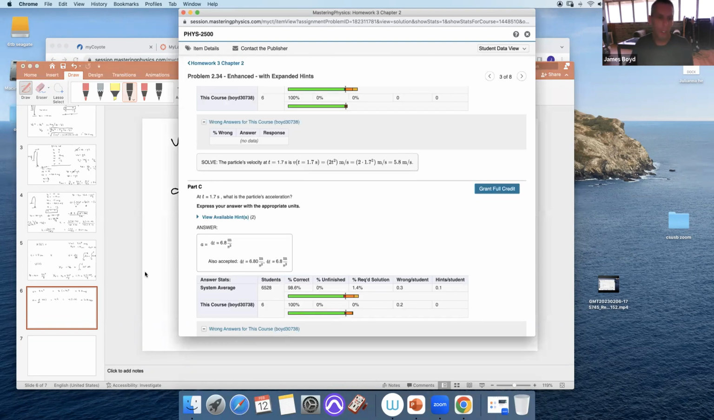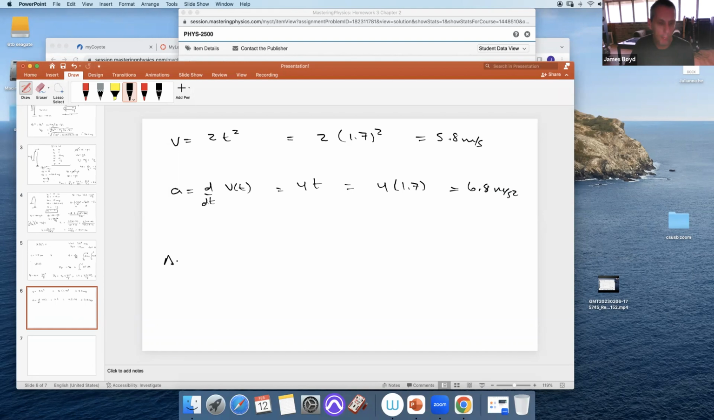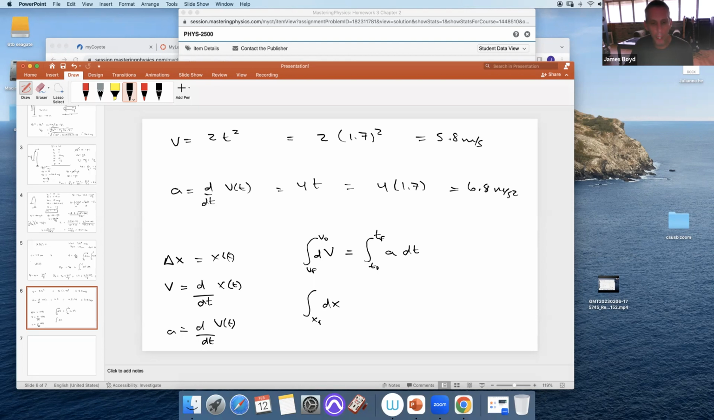So I just want to make sure that you know that the position change is delta x. The velocity is the change of x over time. And the acceleration is the change of the velocity over time. But also, the integral of dv is the integral of a dt, usually from 0 to t, but we can write it this way. And then, essentially, this is a little bit weird, but x final over x initial.